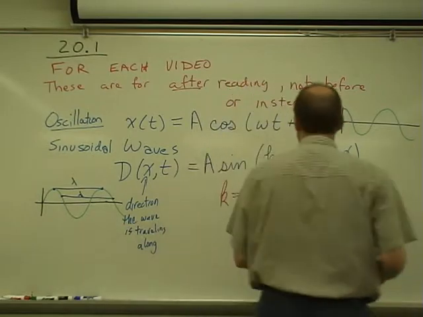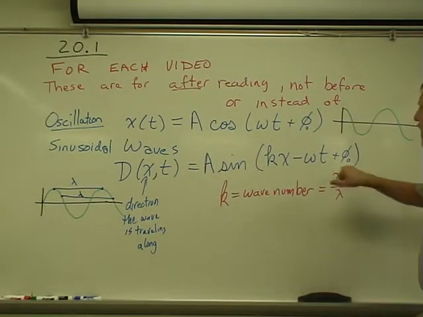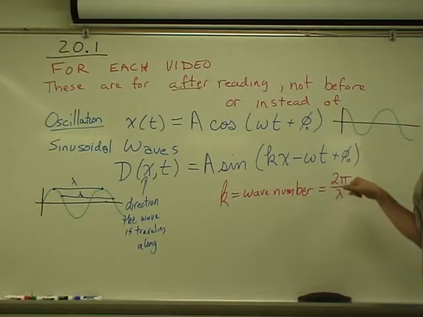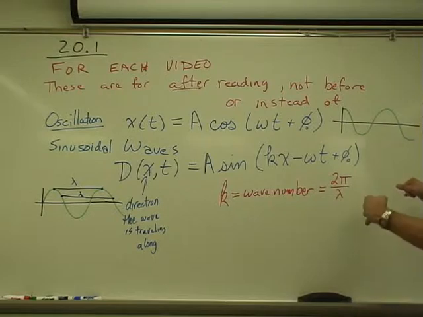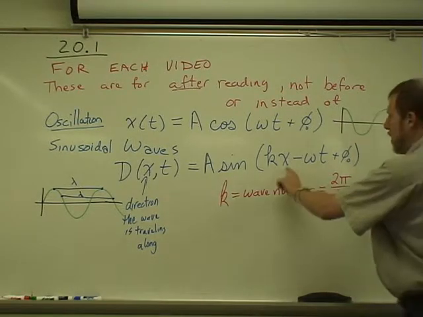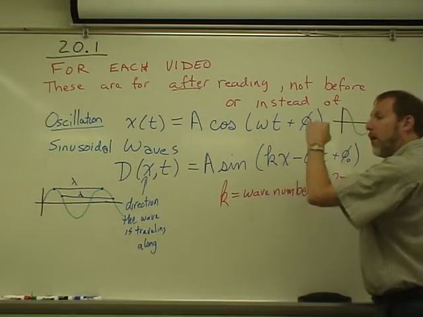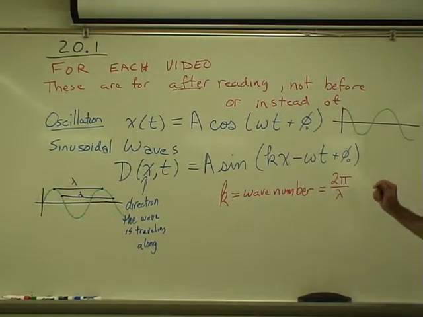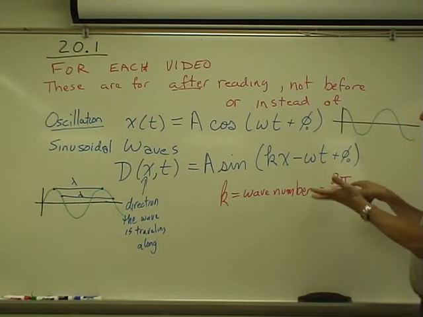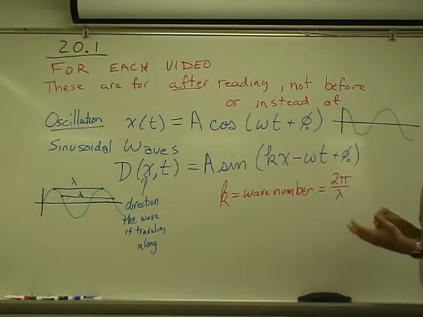And what this is doing is you'll notice that it's taking x over lambda, some fraction of a wavelength, and then multiplying it by 2 pi, some fraction of a full cycle. After all, when this wave has gone one wavelength, it will have gone through one full cycle, or 2 pi radians. So if x is lambda, lambda over lambda is 1, kx will simply be 2 pi.